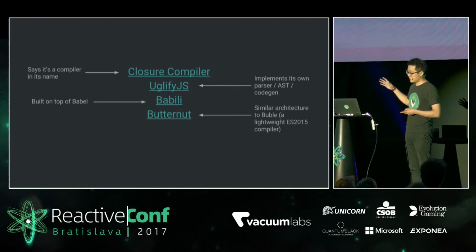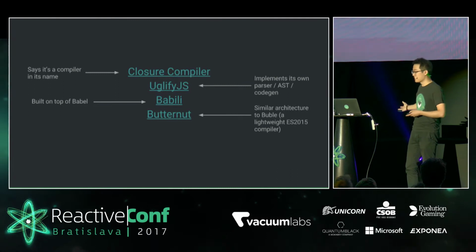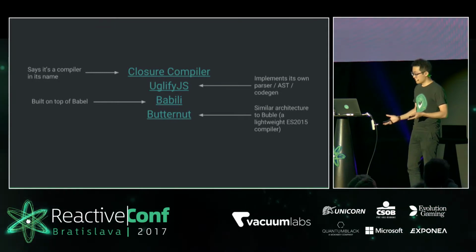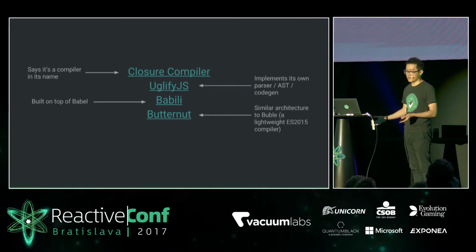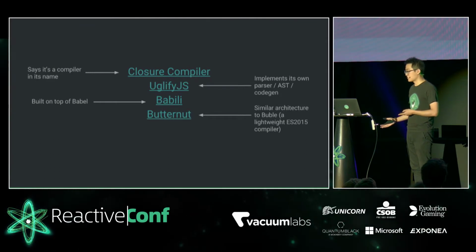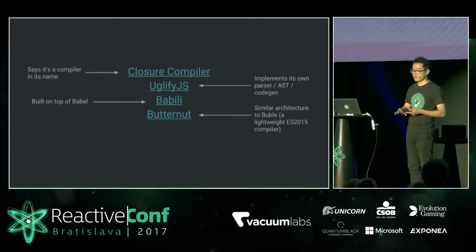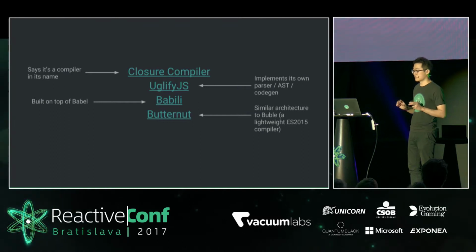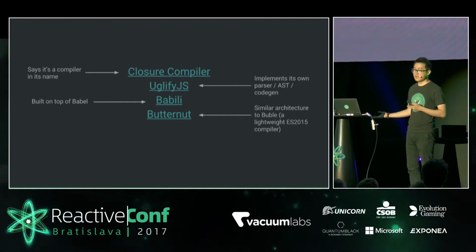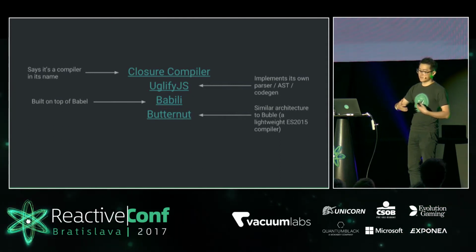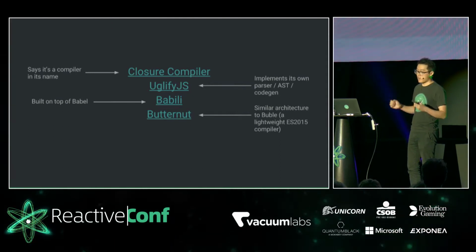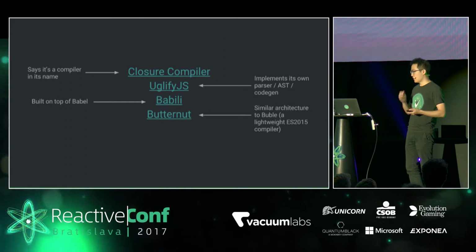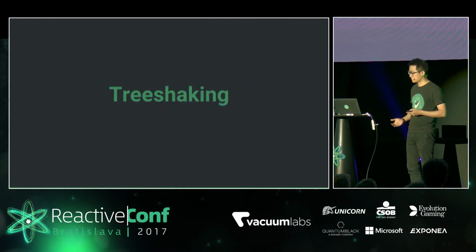And if you think about those, Closure Compiler basically says in its name it's a compiler. Uglify.js has its own implementation of a parser, its AST format, its codegen. Babel Minify is built on top of Babel, which is a compiler infrastructure. Butternut has a similar architecture to Buble, the lightweight ES2015 compiler, which is also a compiler. So we've been using compile time optimizations long before we realized it. But it's only since the arrival of these compiler infrastructure tools like Babel and PostCSS that we started doing more interesting things in this area in recent years. And we'll explore that in the rest of this talk.